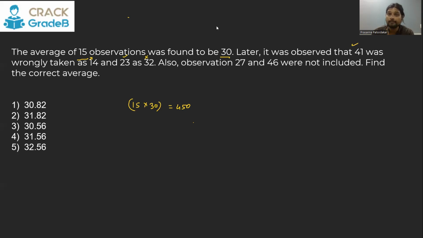So in this sum, there are wrongly entered 14 and 32. So we'll have to remove the wrong ones and we have to re-enter the correct ones. So from this sum, we have to subtract 14 and 32.